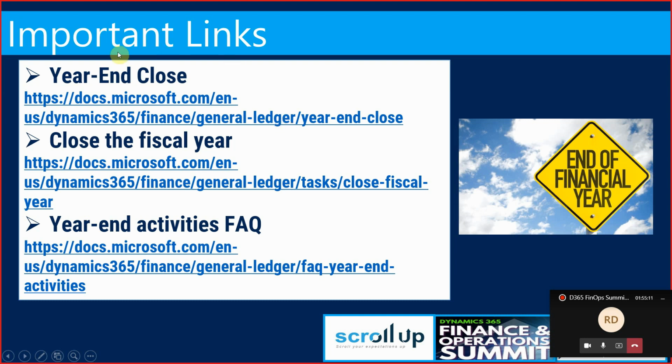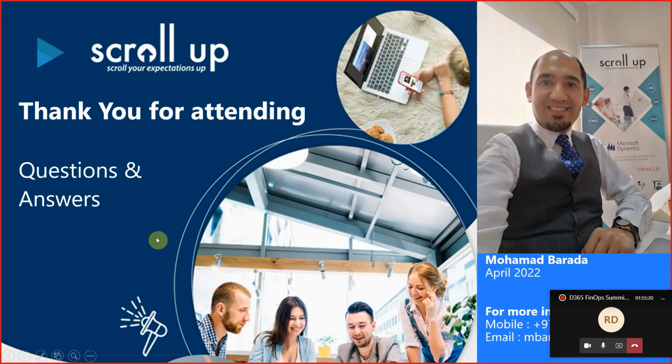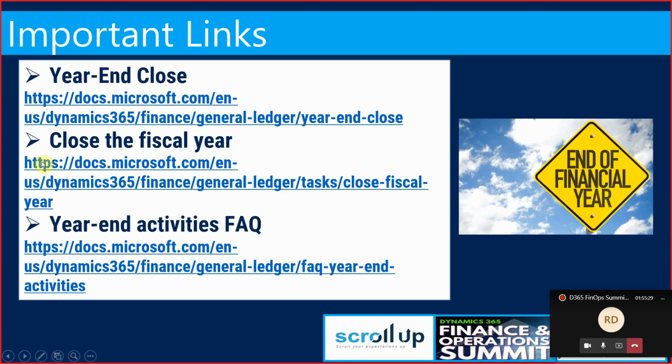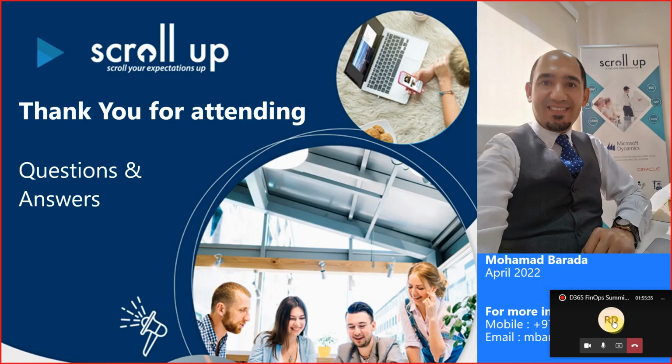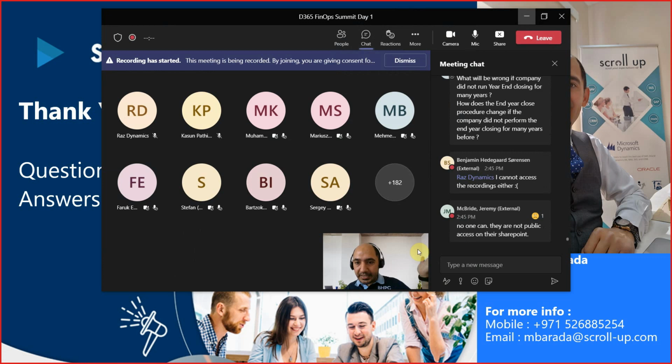I have the year-end close, the close fiscal year, and the year-end activities and frequent questions you can always refer to, and check what questions you have and whether there is any answer for that. This is also important, the URL that you can make use of if you would like to check. Now I'm available for your questions, guys. Sorry, I will stop sharing. There is a problem, they are not public. Okay, guys, is there any question for me?